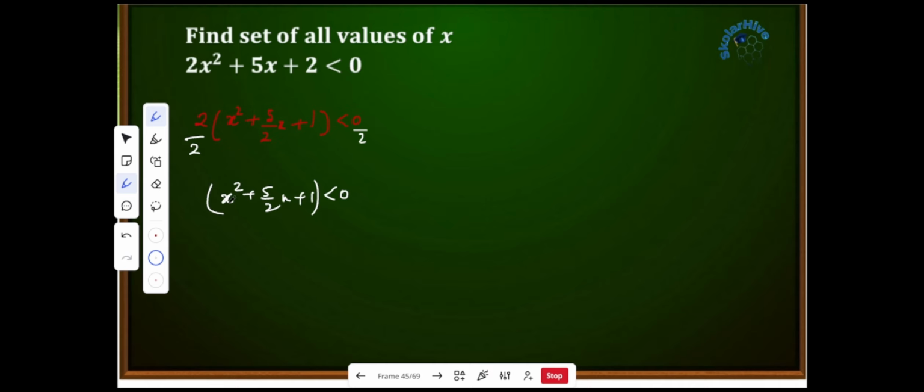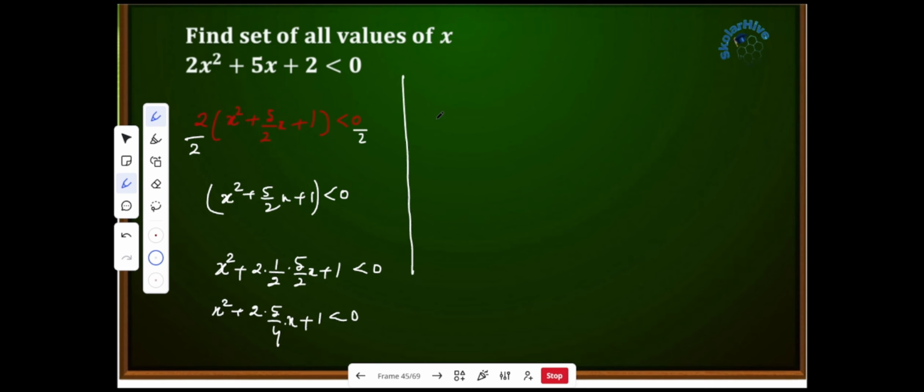Now try to make it a perfect square. If we write it as x square, so this is the x term, it means this must be in 2ab format, so we need to multiply by 2 and divide by 2, and this is 5 by 2 x plus 1 less than 0. So here this will become x square plus 2 times 5 by 4 x plus 1 less than 0. If we see, this is a square, this is 2, this is a, and this b means the b square term we are missing over here. So just add the b square term and subtract, means add 5 by 4 square and subtract.